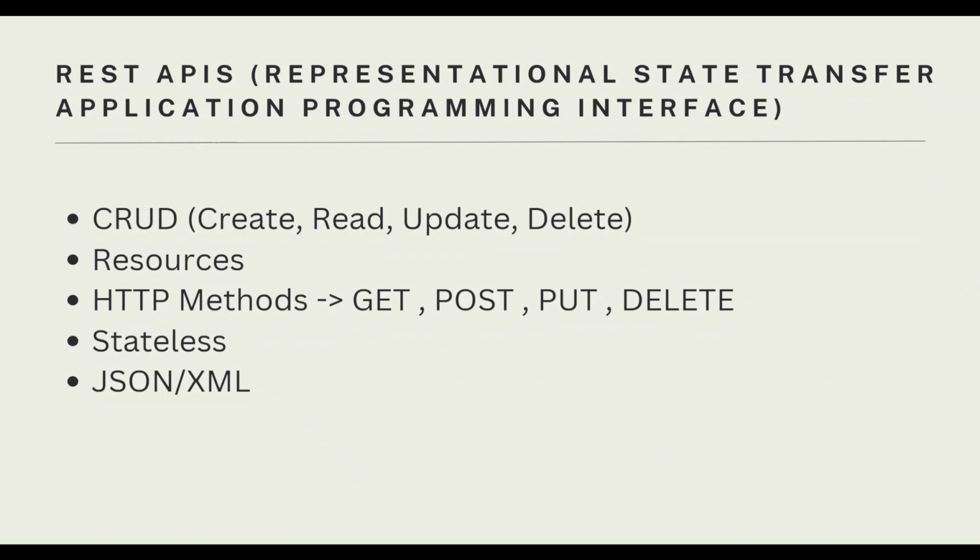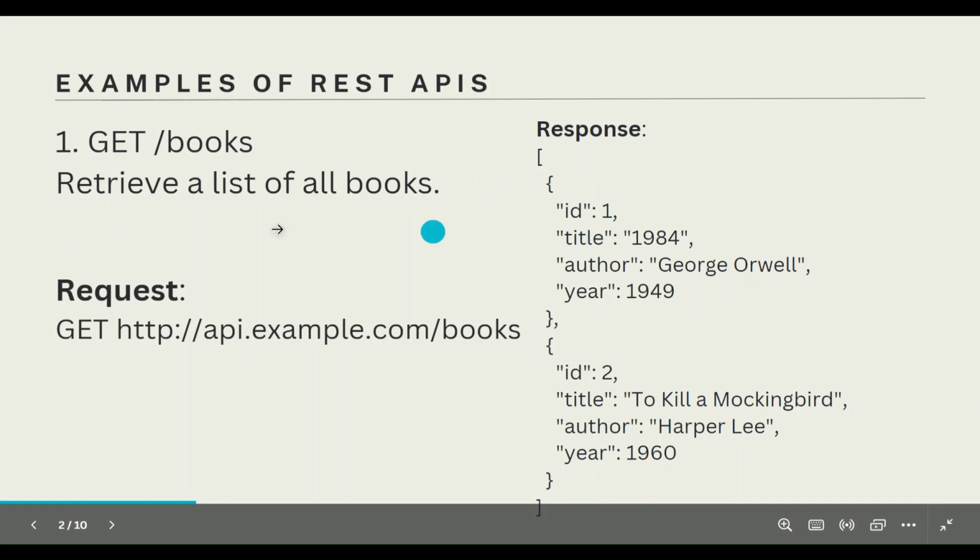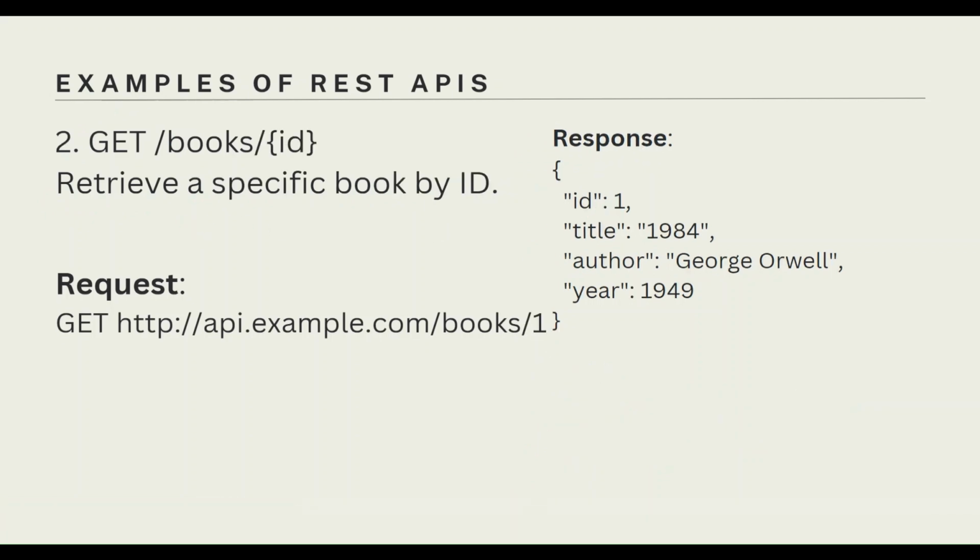Then next, we'll see the examples of REST API. So first one is GET mapping. Using the GET method, we can retrieve a list of all books. This is a URL, so we can identify our resources using URLs. So this is a GET request, where using GET we are able to retrieve a list of all books. Our response we will get in the form of a list.